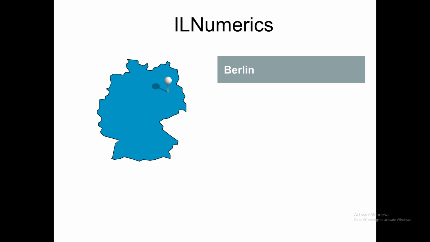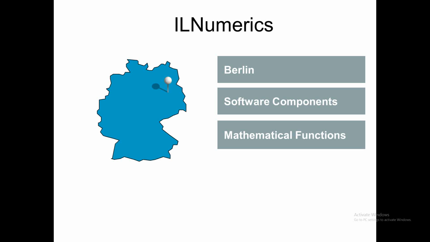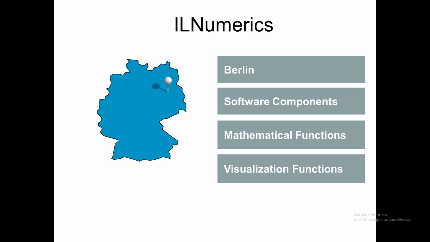Ilnumerics is a company. We're based out of Berlin, Germany. Here's a little map with a pin where Berlin is. That's where we sit right now. What we do is we develop software components. So this is a library. This is not a standalone application. It's meant for developers who want to develop a software application. And we give you some components, for example, mathematical functions, and we will have a look at what we offer there and how you can use them, and also some visualization functions.